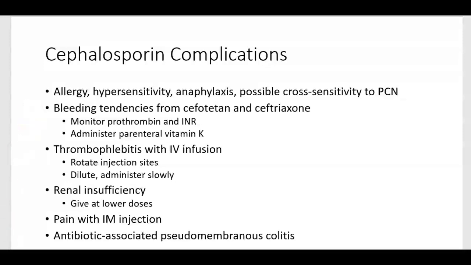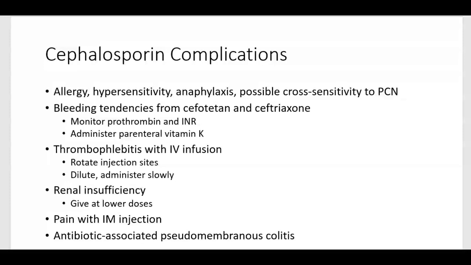problem with bleeding. We want to observe IV sites for thrombophlebitis. We want to rotate injection sites and administer as a dilute intermittent infusion or slowly over 3 to 5 minutes in a dilute solution for bolus dosing.